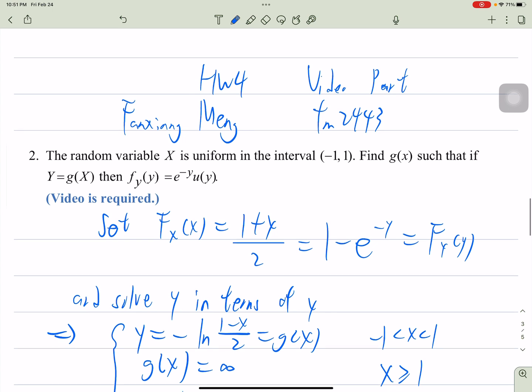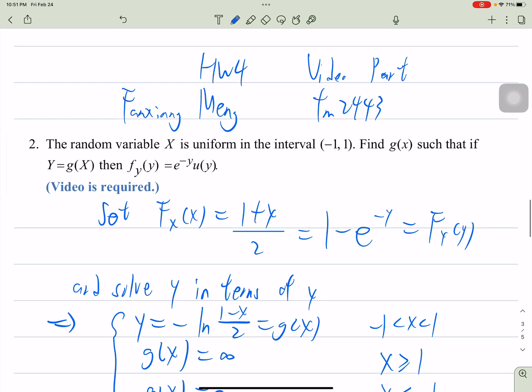Okay, so this is the solution to find g(x) such that if capital Y equals g(X), then little f_Y(y) equals e to the power of -y times u(y).